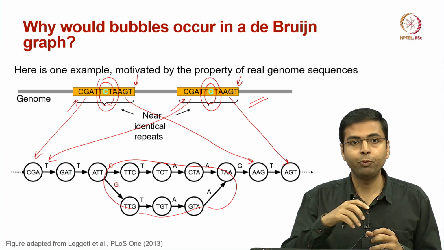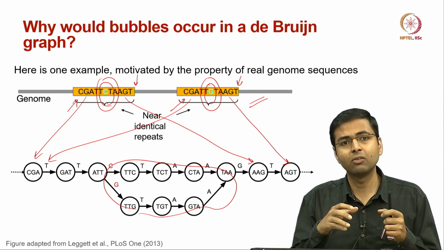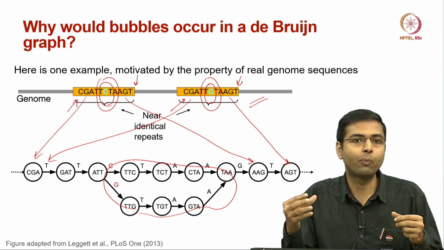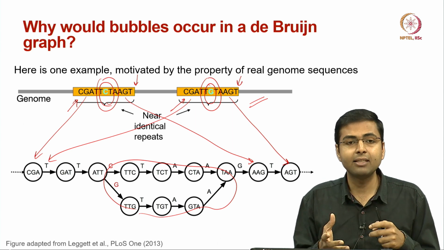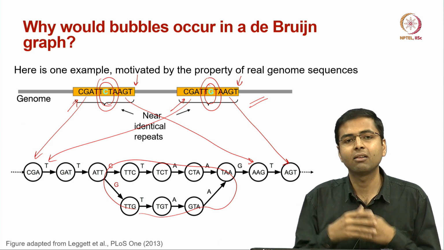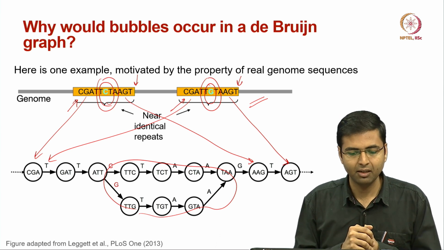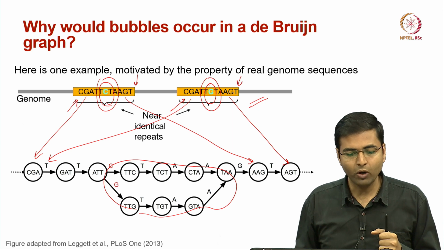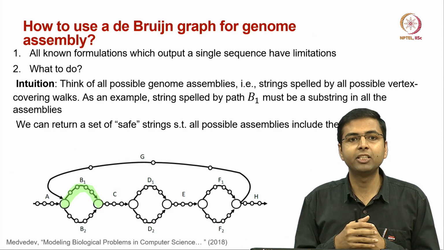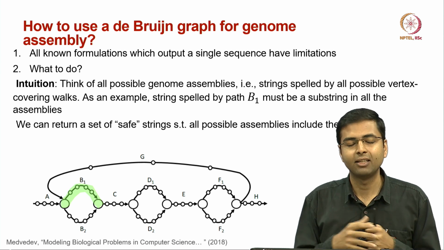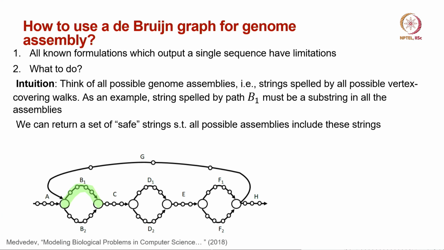So, this C2G mutation in the repeat sequence creates a new bubble-like structure, and because this is fairly common in the entire genome sequence, you will have many near identical repeats. As a result, you will see many bubbles in real world de Bruijn graphs. So, going back to our argument, we cannot directly use the formulation because of this ambiguity, that is, we cannot pick an arbitrary optimal solution and give it to the end user.